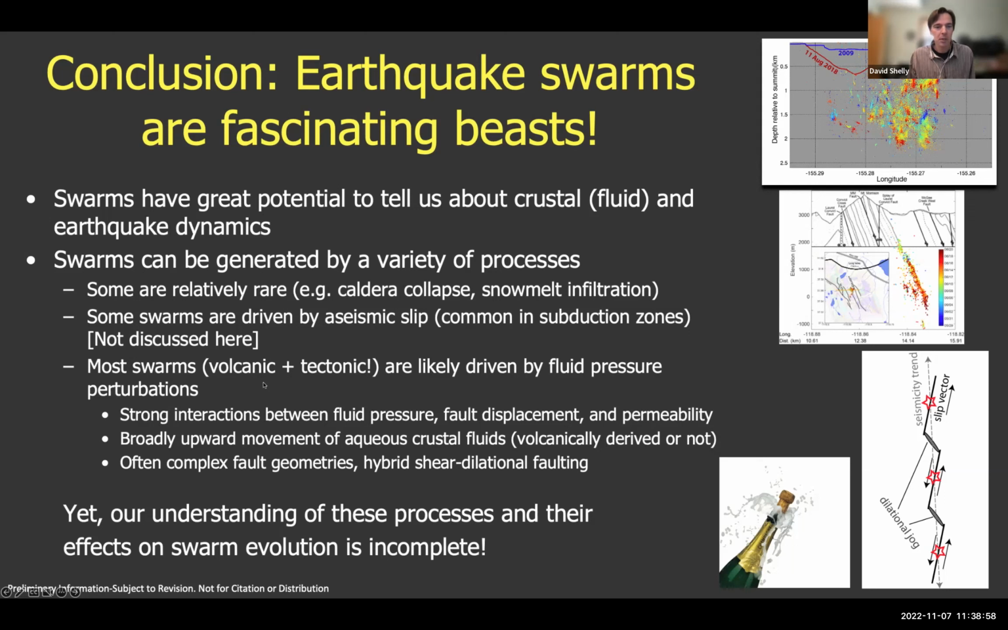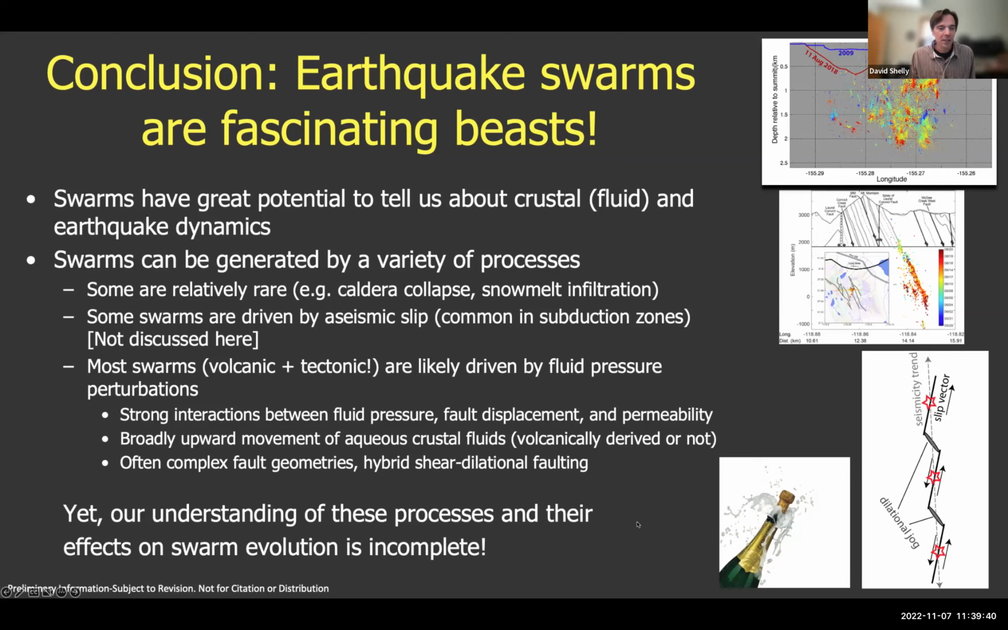But most of the swarms, at least those that I've looked at, are likely driven primarily by fluid pressure perturbations. That's not to say that there can't be some component of aseismic slip, but it's probably not the dominant process. So we see evidence for strong interactions between fluid pressure, fault slip, and permeability. We see overall trend for upward migration of activity, which may reflect upward migration of fluid pressure. And we often see complex fault geometries and perhaps hybrid shear dilational faulting.